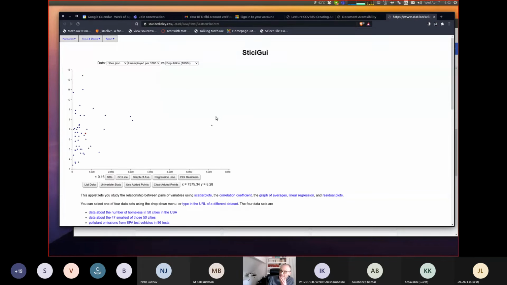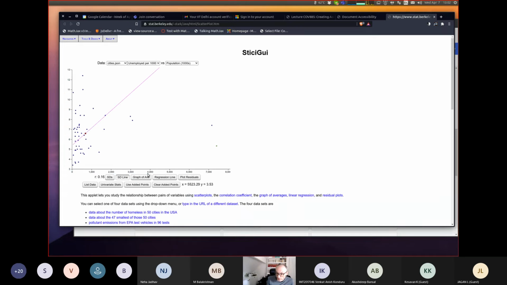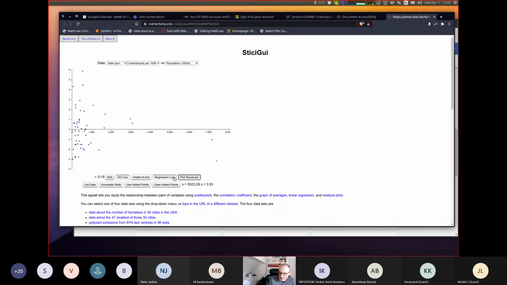You can get that even better. Phil Stark's Sticky GUI, for instance, is a very nice example where you can enter all kinds of things into your statistical data visualizations. You can add lines, and you can change the data, and things are happening on the screen, and it's all very nice and interactive graphics. And unfortunately, there is no accessibility in this particular example provided.